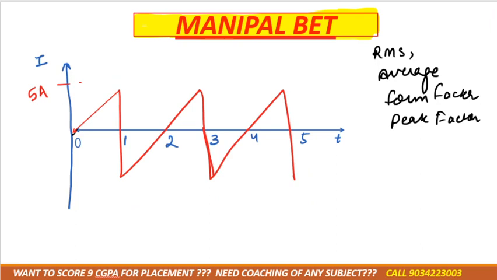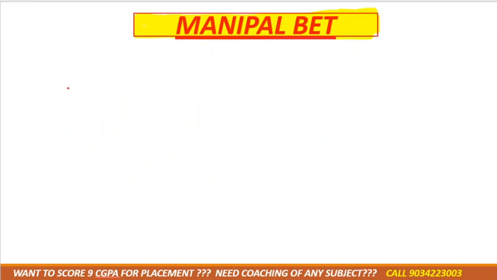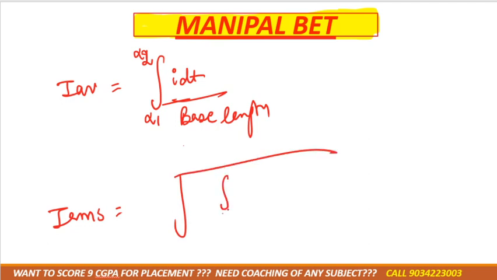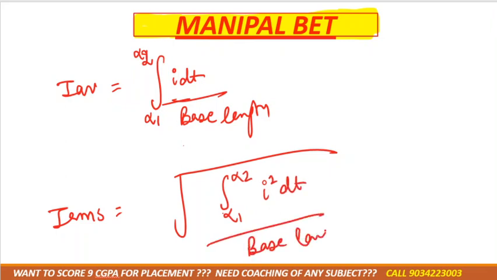Whenever you get this kind of waveform, we have to use different formulas. What was the formula? For I average, I average is the limit varying from alpha 1 to alpha 2 of I dt divided by the base length. Similarly, the formula for IRMS is root of the limit varying from alpha 1 to alpha 2 of I square dt divided by the base length.